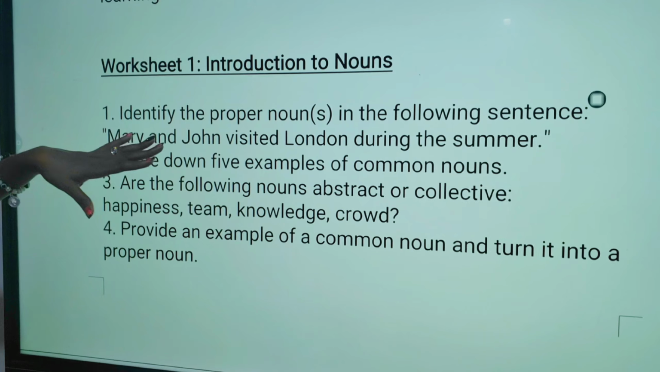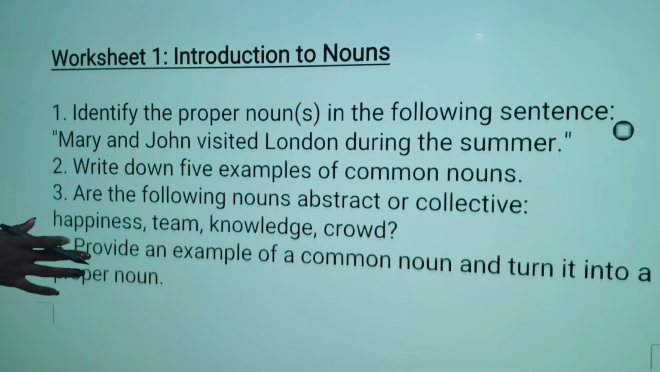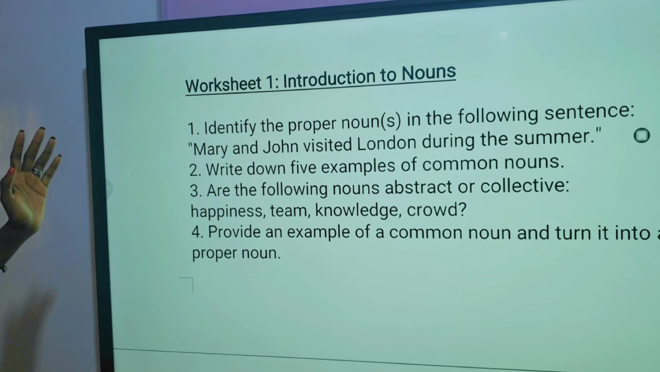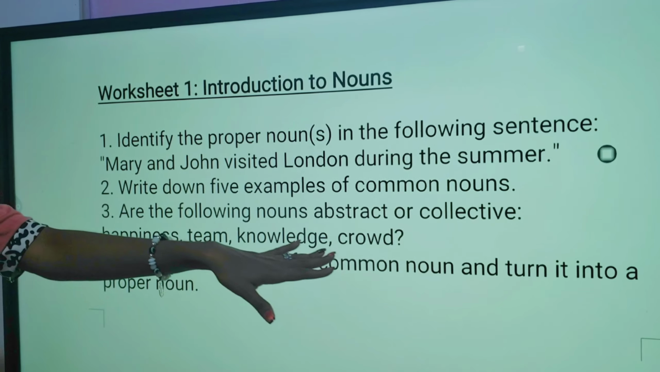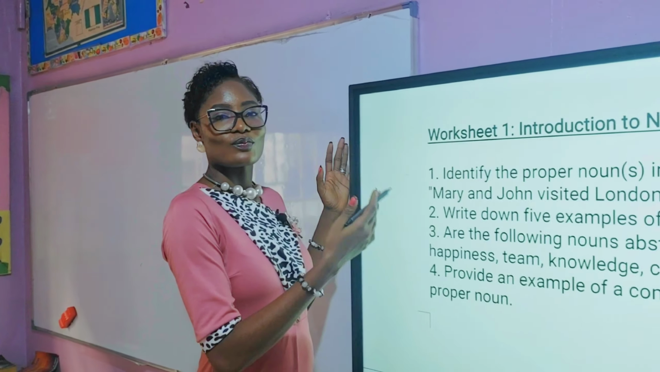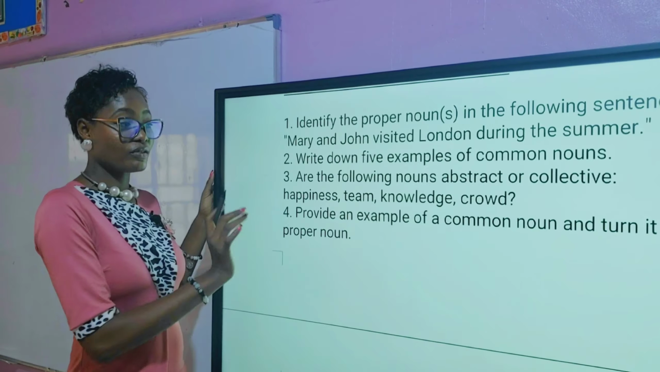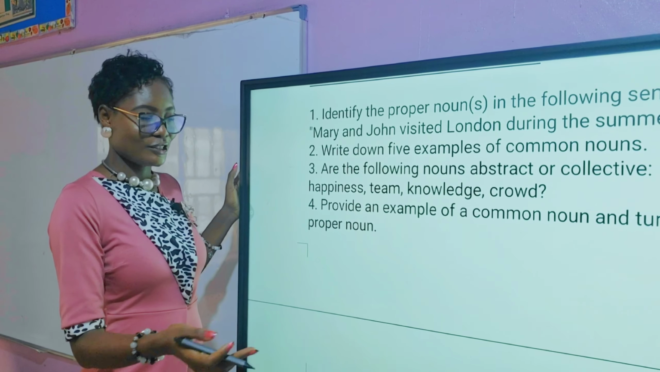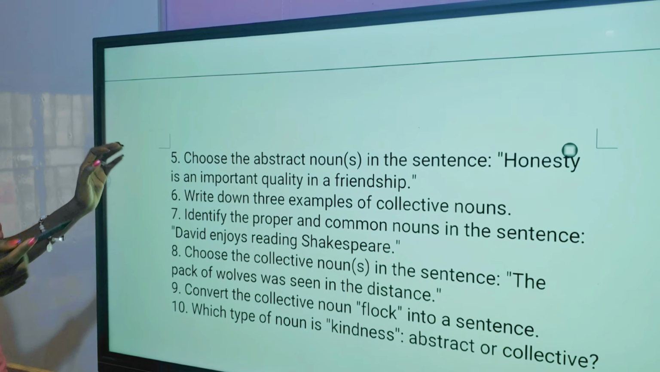So here's my first worksheet, Introduction to Nouns, and I have about 10 questions. Identify the proper nouns in the sentence, write down 5 examples of common nouns, then you tell me these words, are they abstract nouns or collective nouns? So you have to think about it because they're very close. Provide an example of a common noun which you will convert into a proper noun. Think about that. Then I also have another sentence.